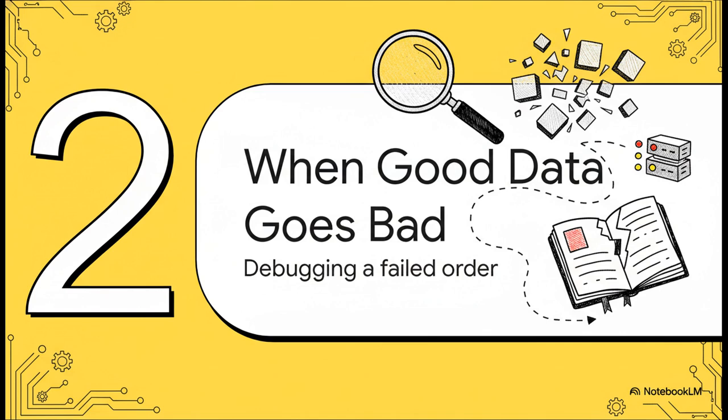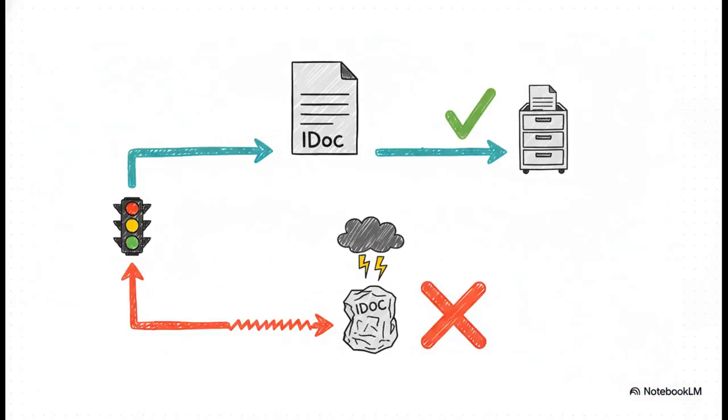Because, let's be real, this seamless process doesn't always go so smoothly. And when an order fails, you basically become a data detective. You gotta know where to look for clues. And your first clue is always the status code. It's pretty much a red light, green light system. Status 53? That's a green light. Success. The sales order was created, everything's great.